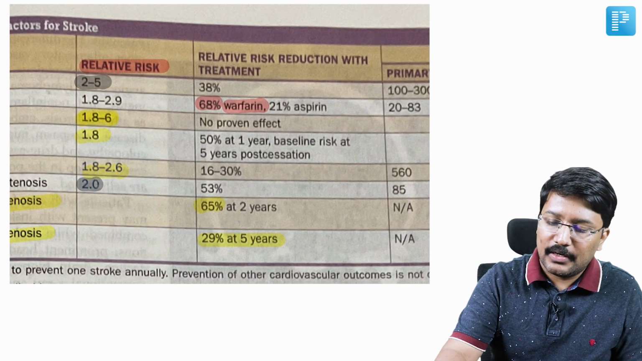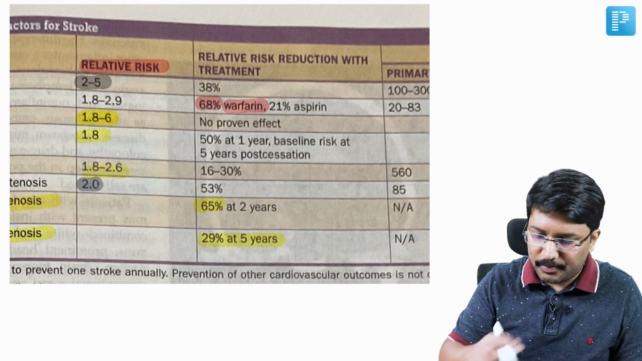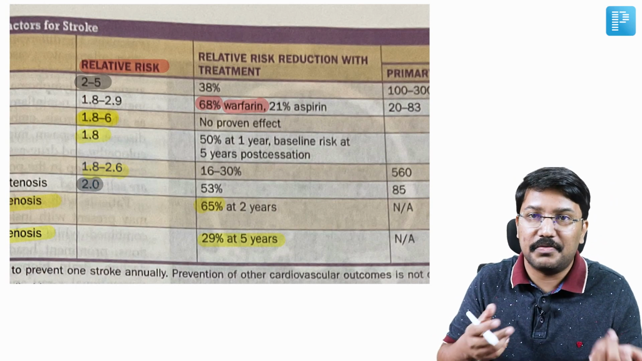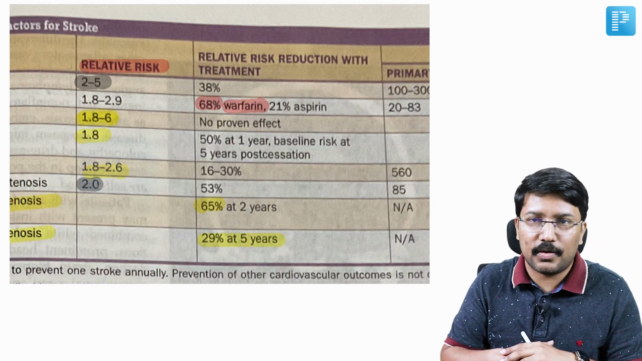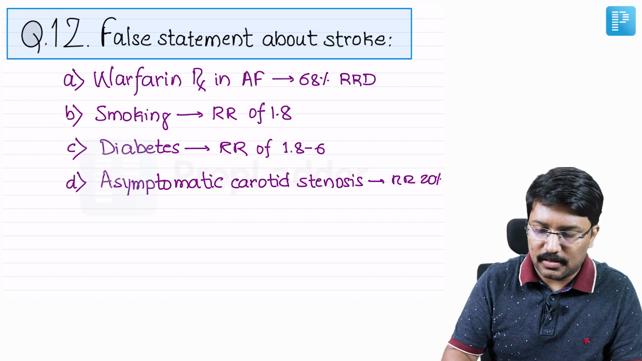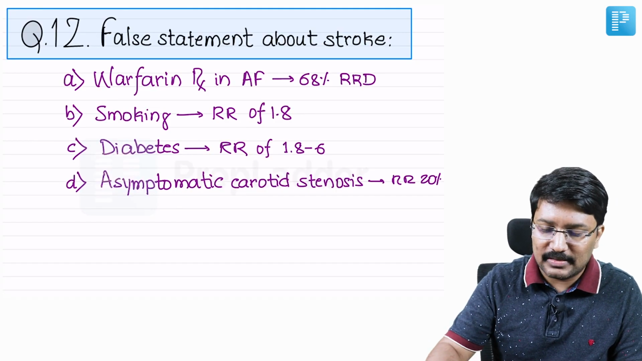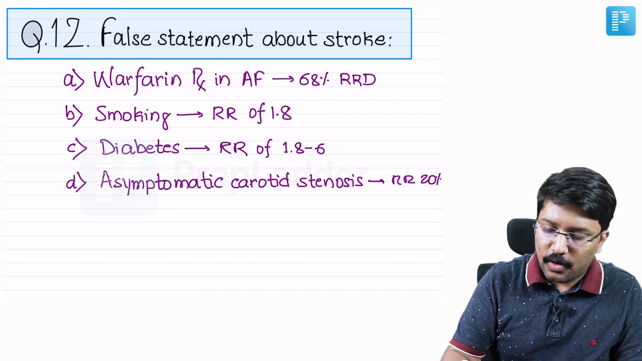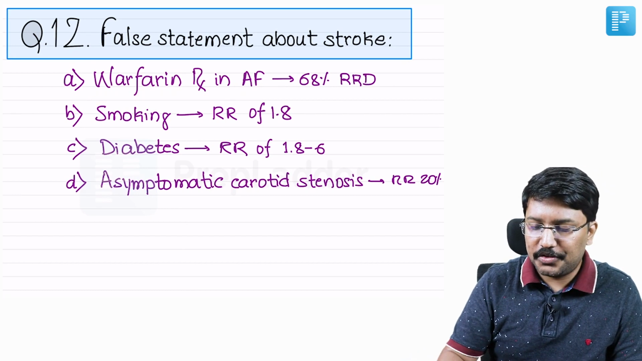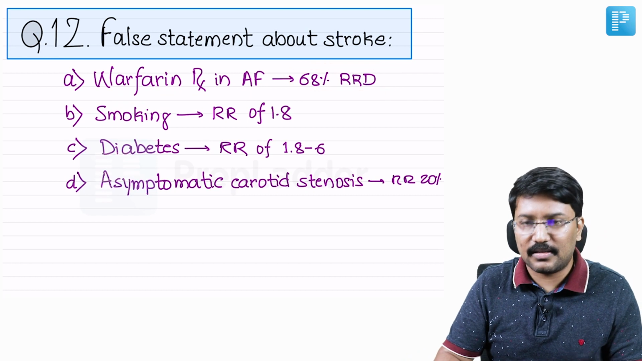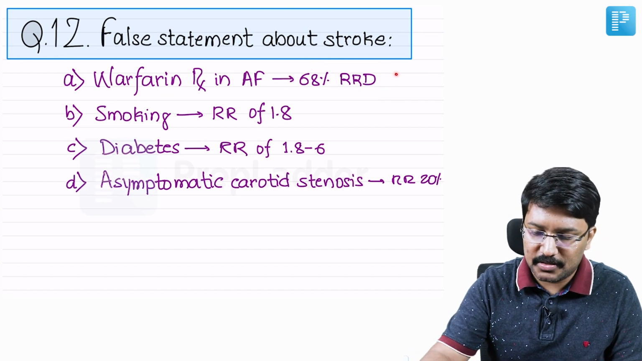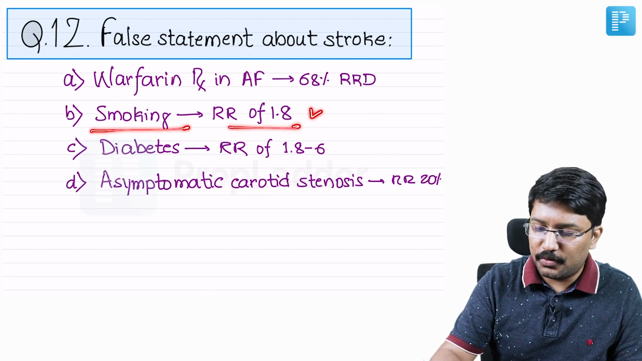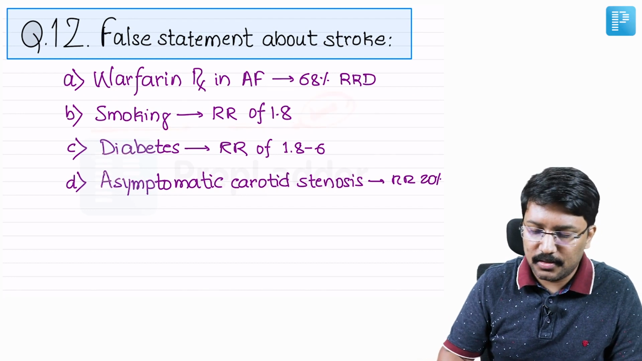Okay, so I had told some of the students that this is what I anticipate. They may ask you which of the following risk factors, when intervened upon, gives the highest relative risk reduction. Instead, they came out with a question where all these points are mentioned. So let us take them now. Right, okay. Warfarin in treatment of atrial fibrillation, 68% relative risk reduction, right? So a true statement, we are very much familiar with this point now. Smoking relative risk of 1.8, I think if you remember the table, yes, this is a true statement.